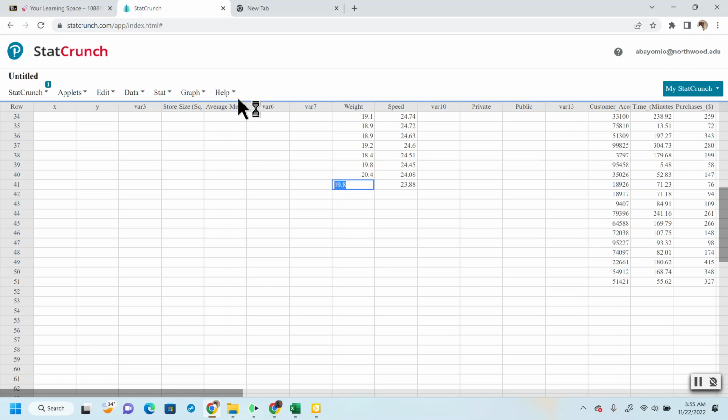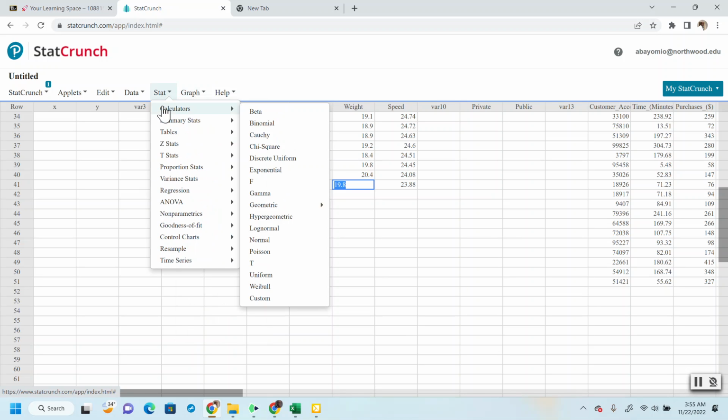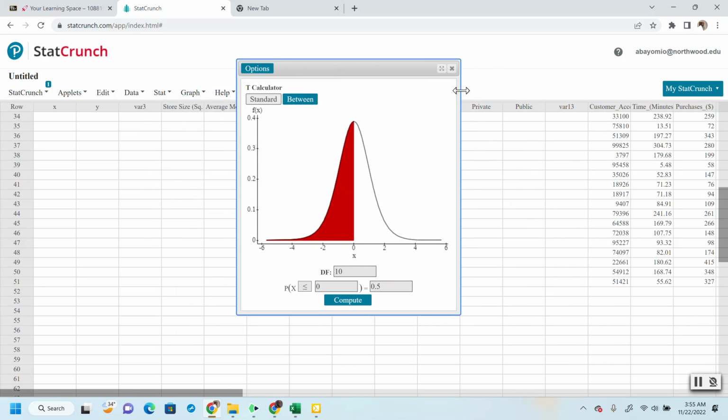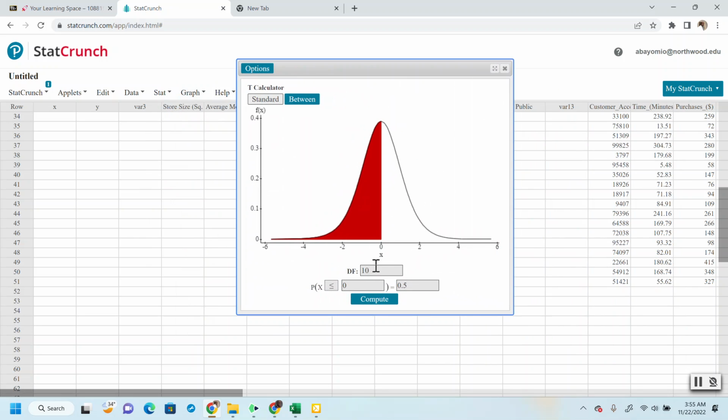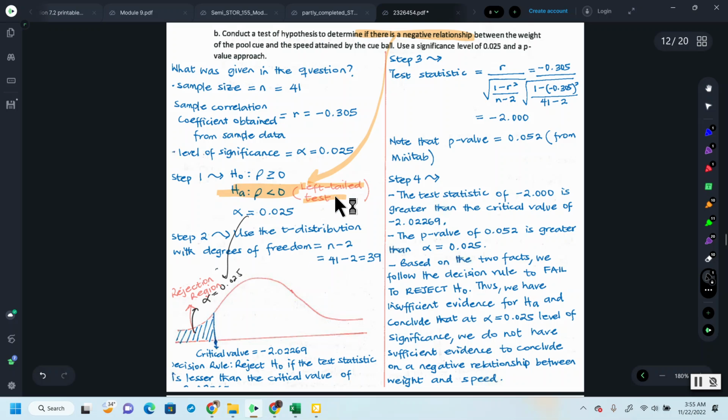Go back to StatCrunch, go to Stats, go to Calculators, go to the T distribution calculator. I'm going to go ahead and drag that this way. My interest here is to supply the degrees of freedom. The degrees of freedom here is 39, so plug that in here.